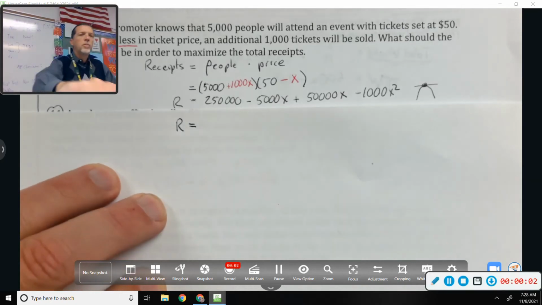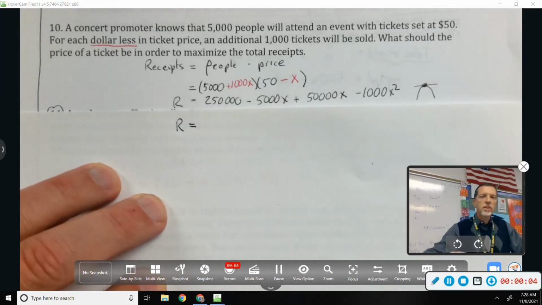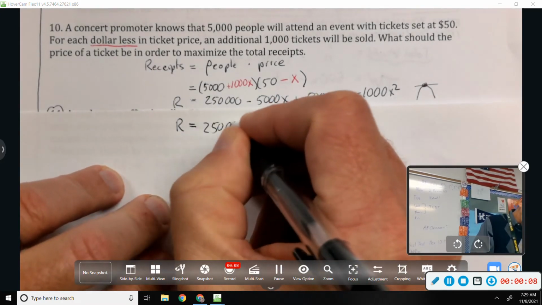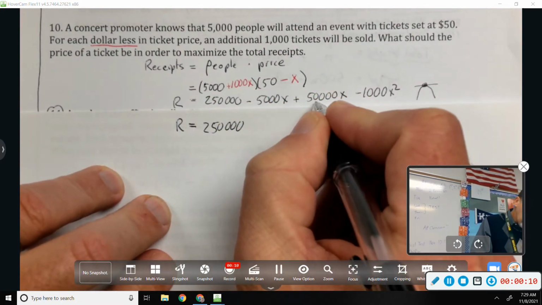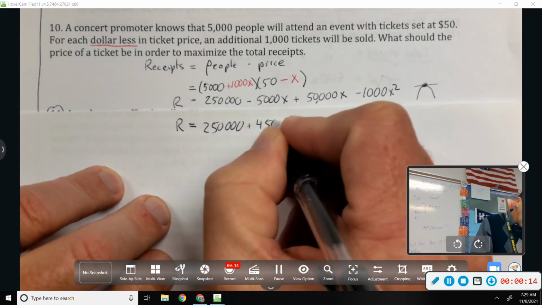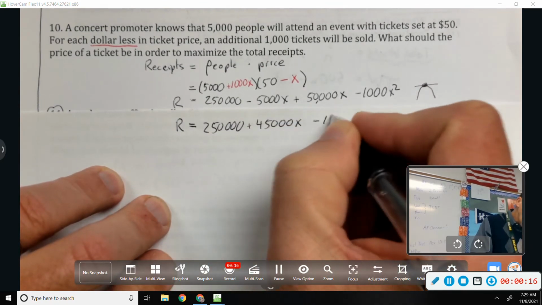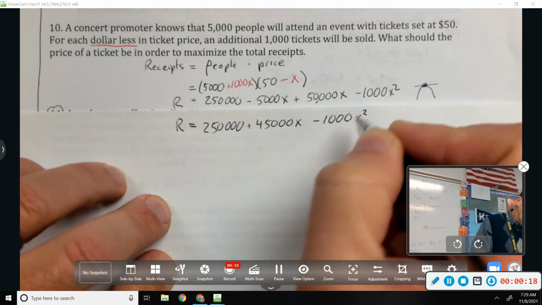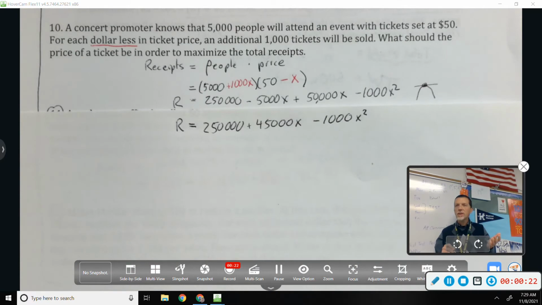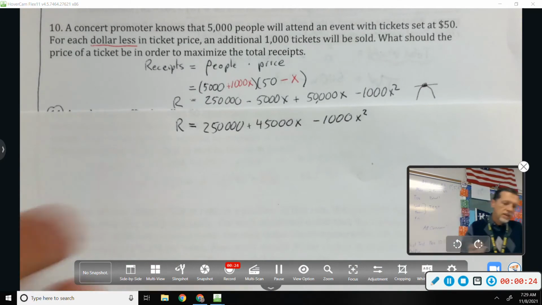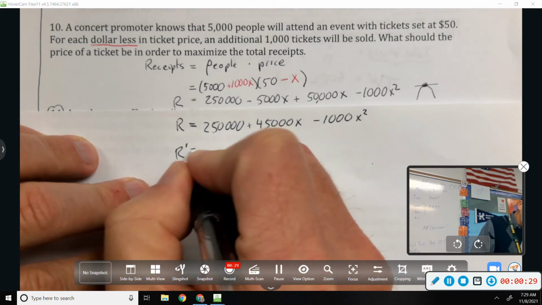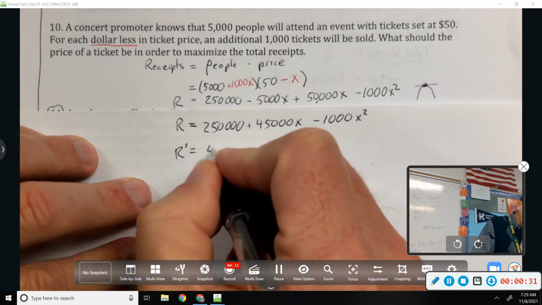So we're kind of just picking up midstream on number 10. It's 250,000 plus 50,000 minus 5,000 is 45,000 minus 1,000 x squared. You will have a calculator for part of this test for these type of problems. dr dx, or just r prime. So big numbers, but easy derivatives.